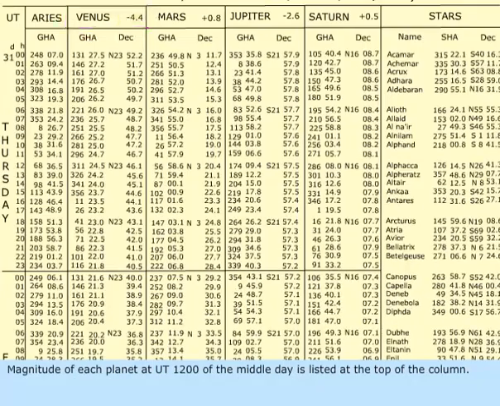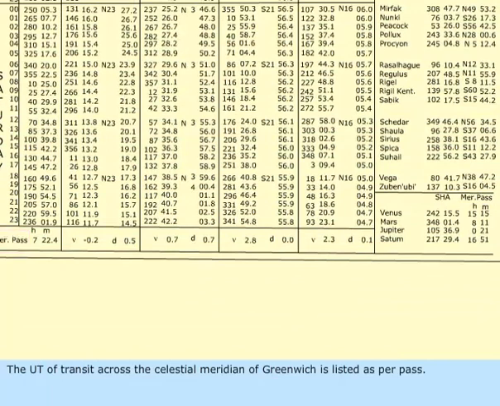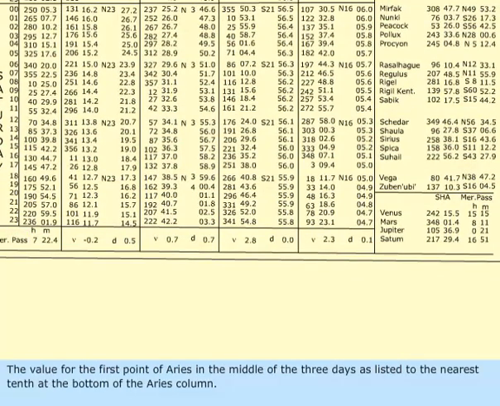The magnitude of each planet at UT 1200 of the middle day is listed at the top of the column. The UT of transit across the celestial meridian of Greenwich is listed as it passes. The value for the first point of Aries in the middle of the 3 days is listed to the nearest tenth at the bottom of the Aries column.